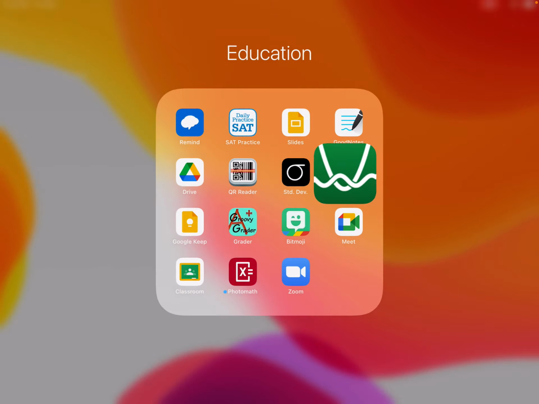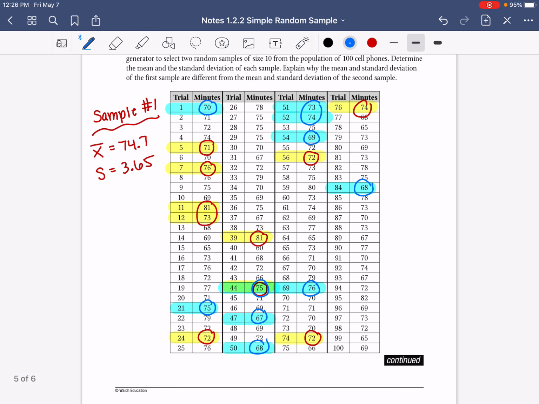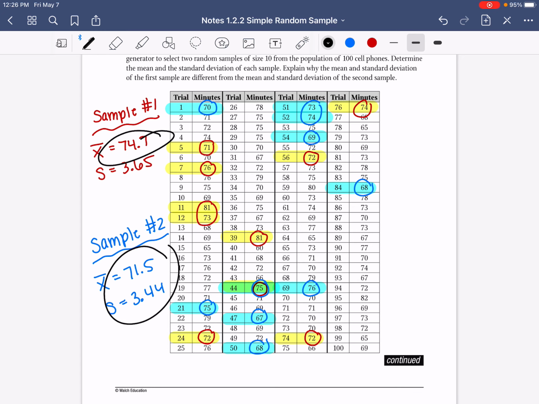All right, so for sample 2, the mean was 71.5 and the standard deviation was 3.44. So did we get the same exact numbers? No. So it says explain why the mean and standard deviation for the first sample are different from the mean and the standard deviation in the second sample.